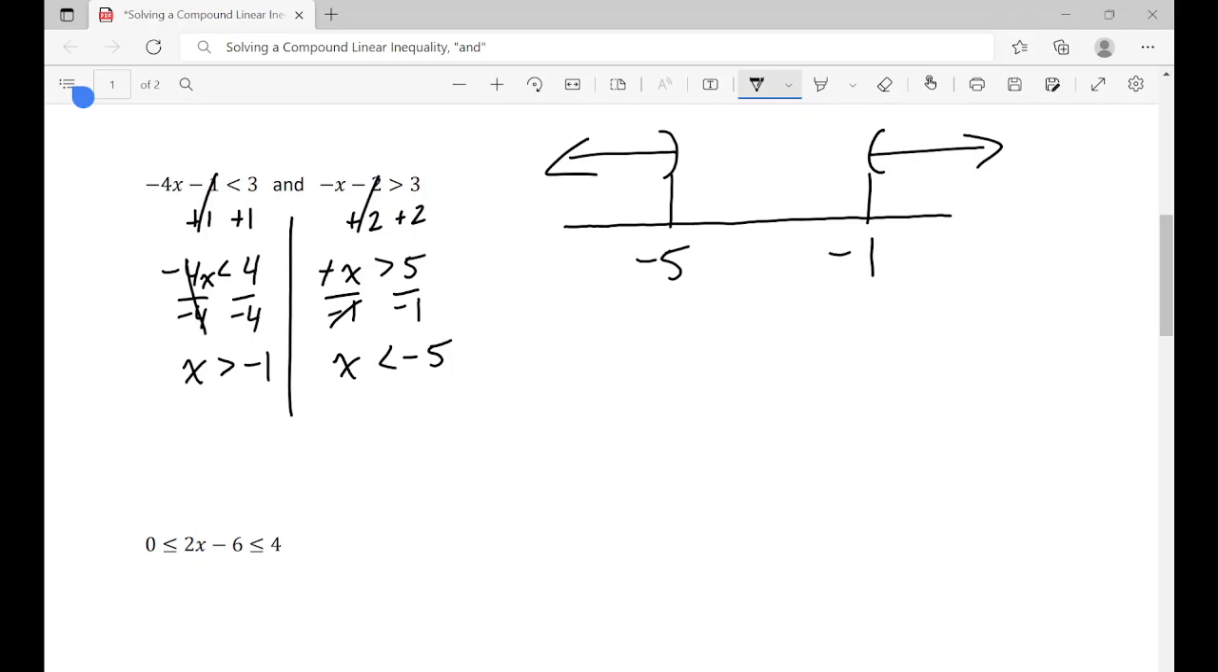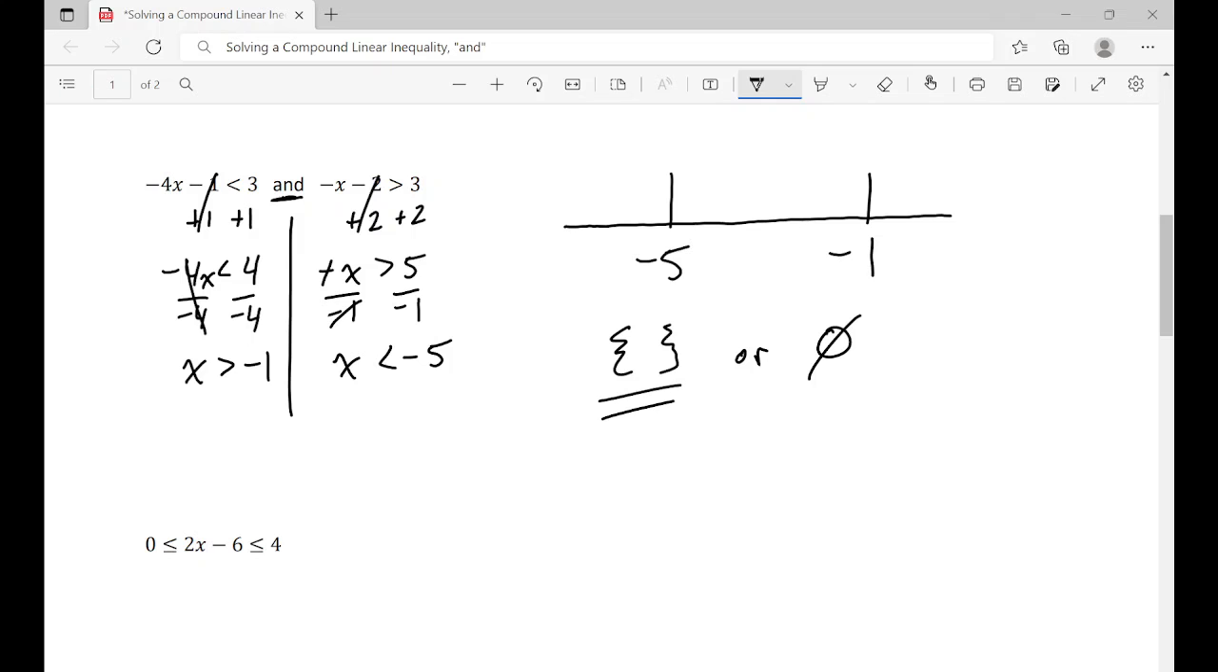Now nowhere do the lines overlap. And since it does not overlap, there is no way for there to be a graph of this, because it's an "and" compound inequality. So we can say that this is the empty set, or we can even do this to represent the empty set. Either way, there is no answer for this compound inequality.